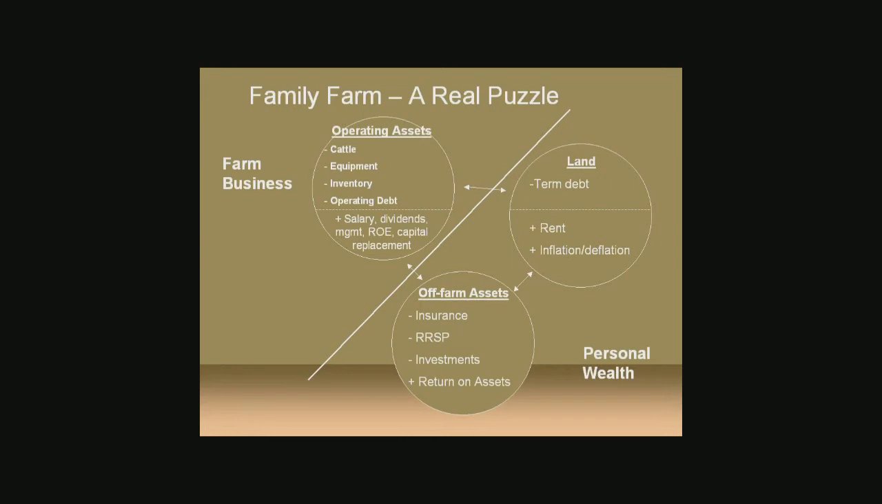And secondly, what these arrows are connected to, what really concerns me is where the business is drained of some of its profit. In other words, if we take profit out of the operating assets of the farm business and push it into your off-farm investments for the purposes of estate planning, I think you'll drain your business to the point that maybe it isn't viable.